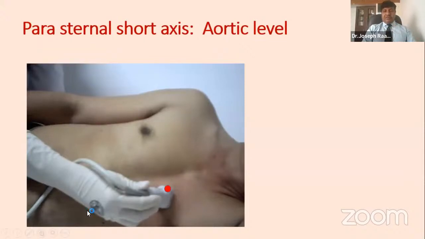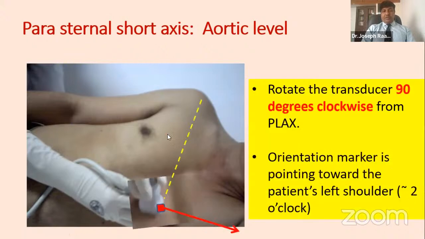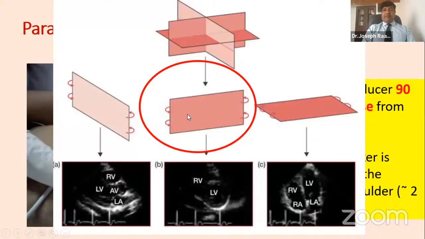This is the image which we have discussed earlier, where we see the heart in the long axis. So what you need to do is just rotate the probe 90 degrees clockwise, so that the orientation marker is facing the patient's left shoulder, approximately around the 2 o'clock position. By doing this, you will be getting the heart in cross section. That is your short axis.